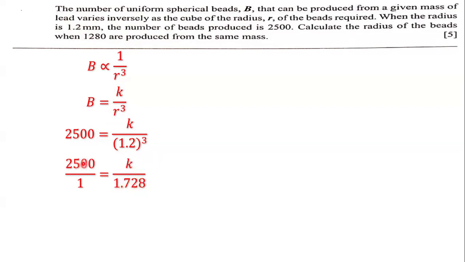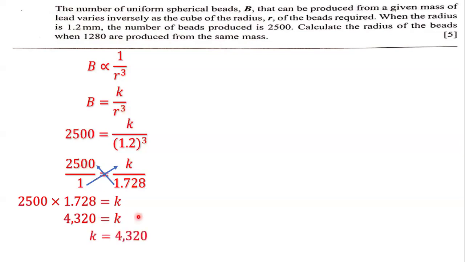We take 2,500 and express it as a fraction by putting it over 1. Next, we cross multiply. K times 1 is simply K, and we have 1.728 multiplied by 2,500. When we multiply 2,500 by 1.728, we get 4,320. And so K is equal to 4,320.